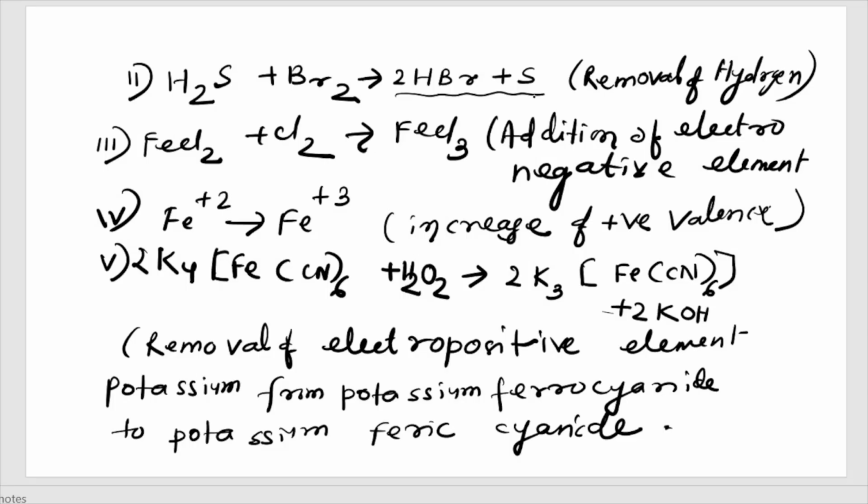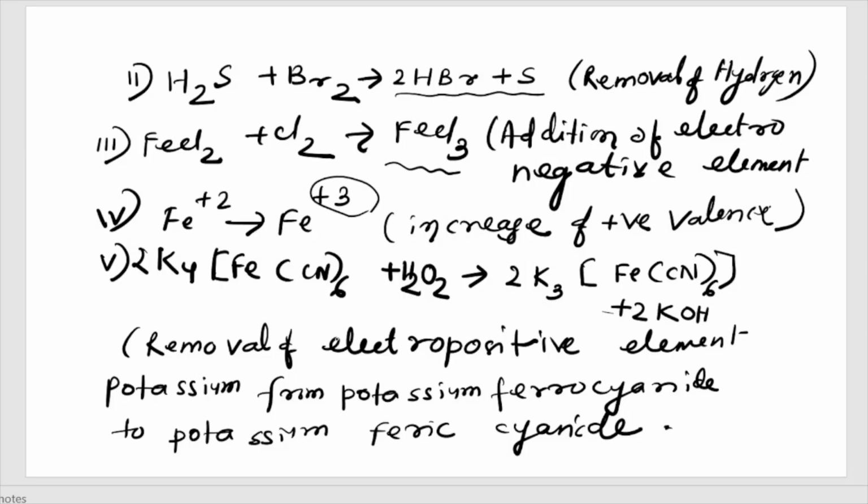Then you can see FeCl2 plus Cl2. Here how many chlorines are changing now? 2 chlorine changes to 3 chlorine. You can say here addition of electronegative element. Before that it was 2Cl, now it is 3Cl. Fe+2 changes to Fe+3, increase of positive valency. See here Fe+2 and now it is Fe+3.